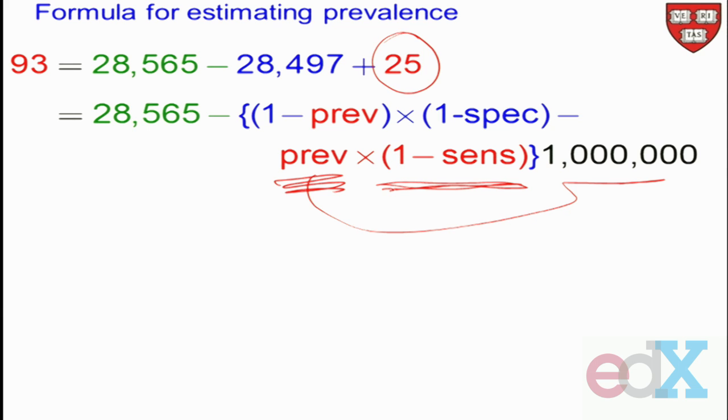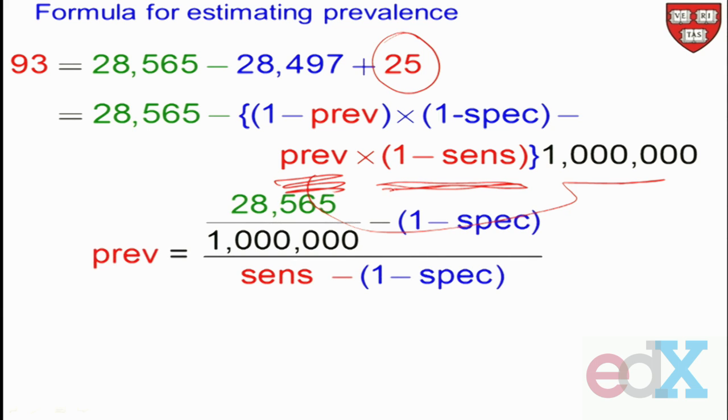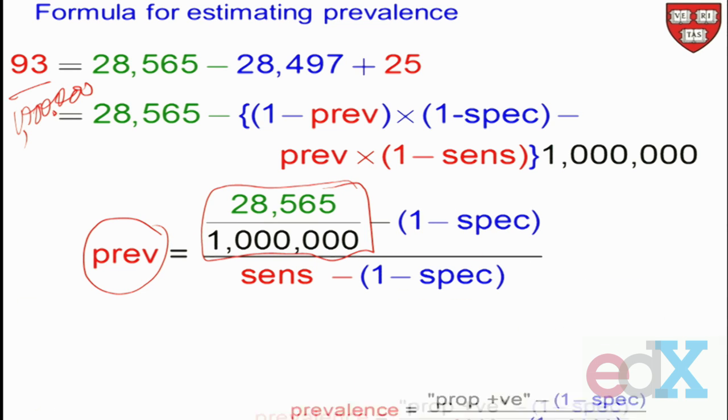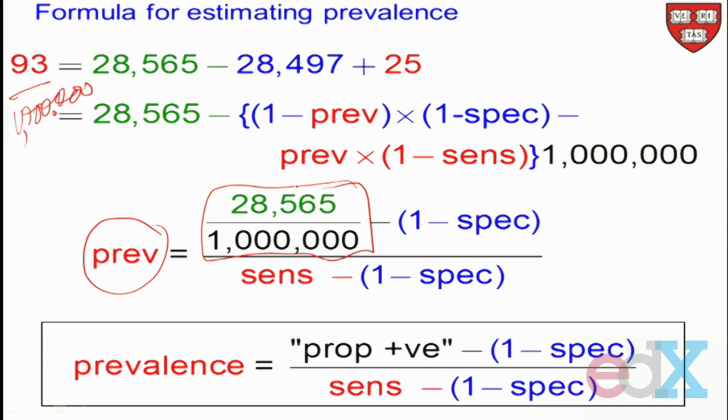Now divide through by 1 million, and what do we have? We have that when you bring the million over to this side, divide the 93 by 1 million, and that gives us the prevalence, 93 per million. Divide the 28,565 by 1 million. You get that. Solve everything. And what is that? That is the proportion who tested positive. And so there's the formula.